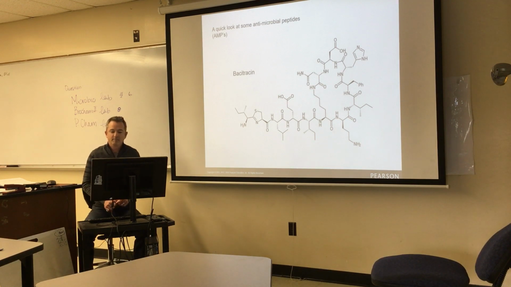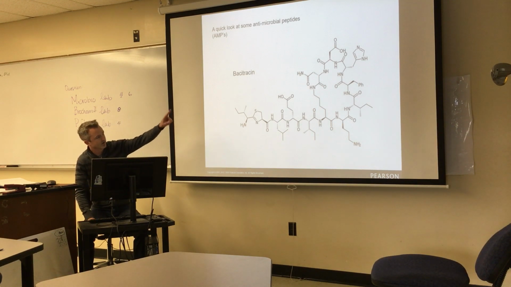So antibiotics, many of these are polypeptides, okay? Look at this one. This one has a cyclic component. You see it over here on the right-hand side. And then it has a linear portion.